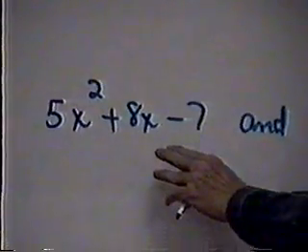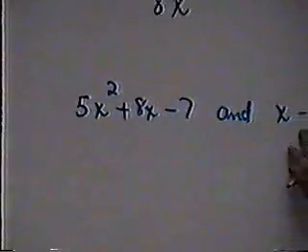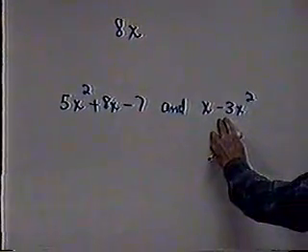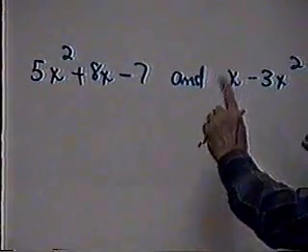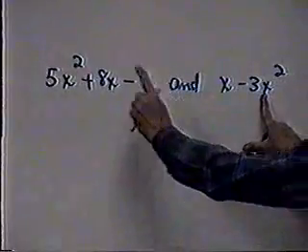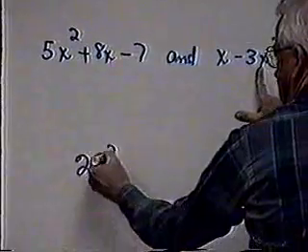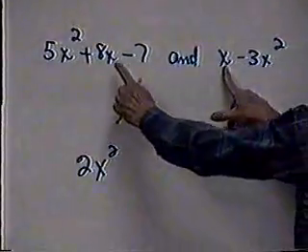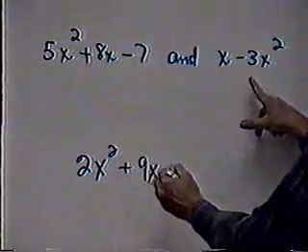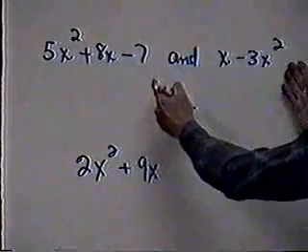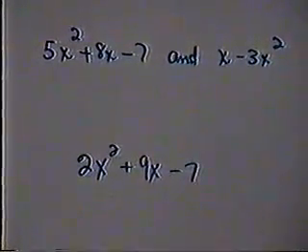It says add this trinomial to this binomial. Well, it says add x's to x's, x squares to x squares, numbers to numbers. So what we're going to do then is add the x squares to x squares. There's an x squared and there's an x squared. That gives us 2x squares. Okay, here's an x and an 8x. That adds together, gives us 9x. And in the numbers, that's a minus 7 and 0, so that's a minus 7. So we can do it that way.